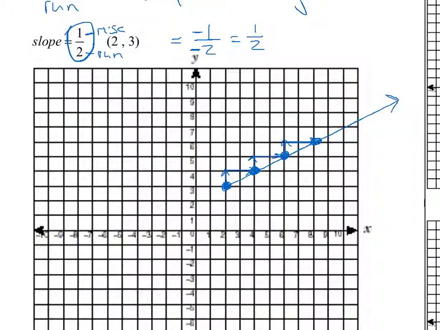So now I can use this as my roadmap to go the other direction. That tells me to rise -1 and run -2. It tells me to rise -1 and run -2.